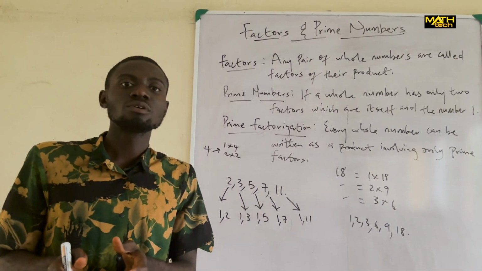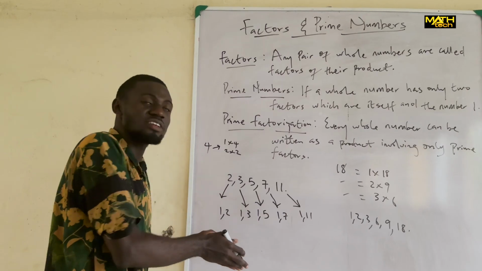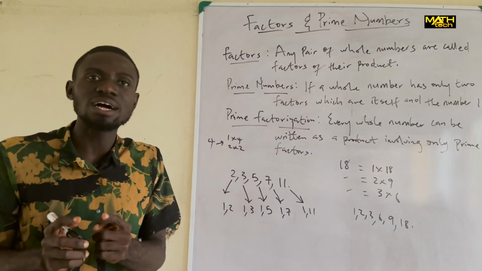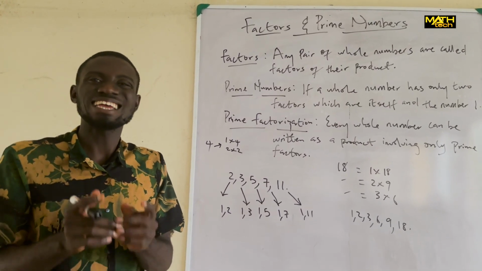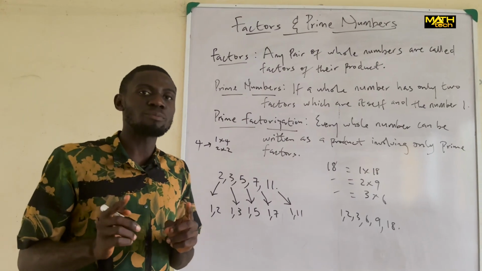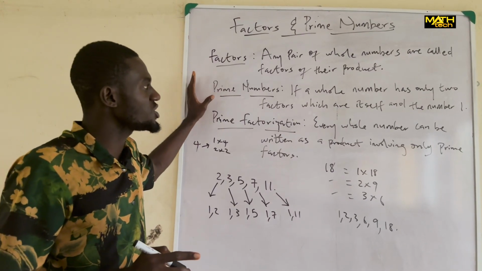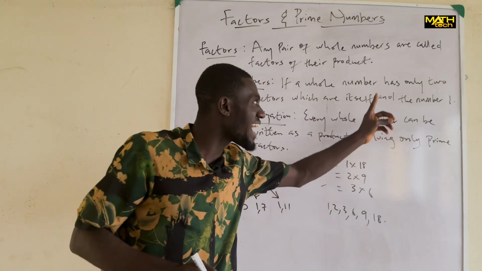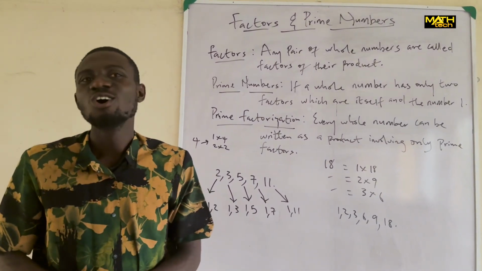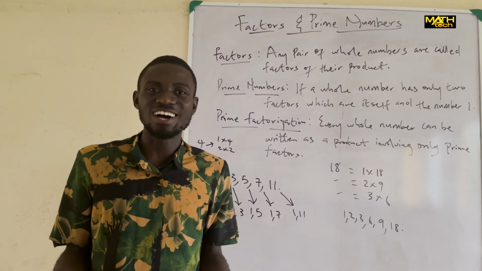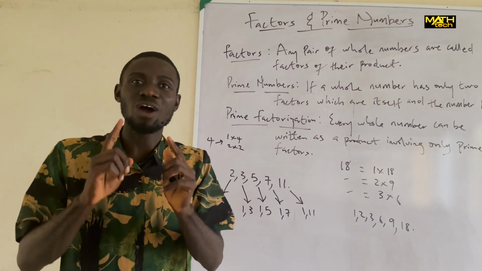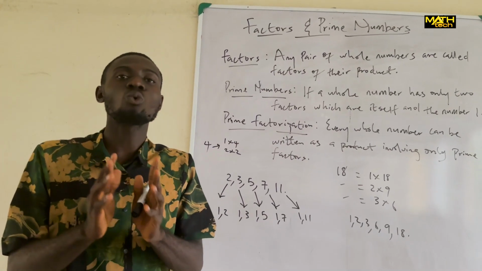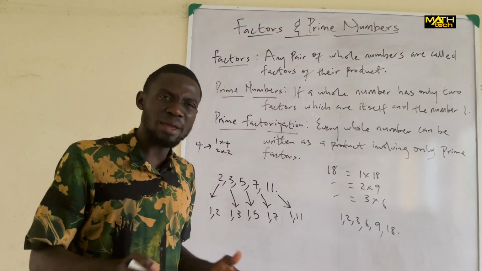Now the question goes down here. Is the number 1 a prime number? And the answer is no. 1 is not a prime number. From this definition, it says if a whole number has 2 factors. What are the factors of 1? We just have 1 as the only factor of 1. So 1 is not a prime number.